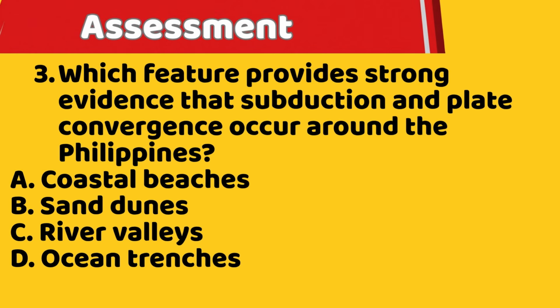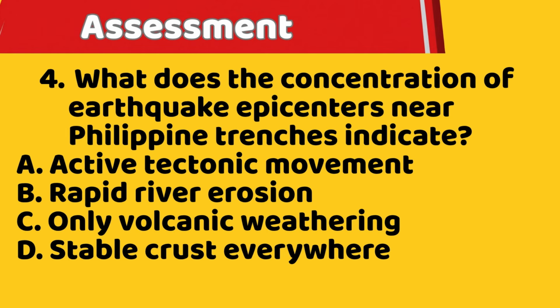Number 3. Which feature provides strong evidence that subduction and plate convergence occur around the Philippines? A. Coastal beaches. B. Sand dunes. C. River valleys. Or D. Ocean trenches. Number 4. What does the concentration of earthquake epicenters near Philippine trenches indicate?